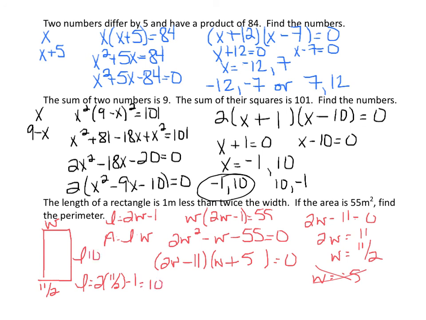So now if I need the perimeter, I have 2 times 11 halves plus 2 times 10. That's 20 plus 11. So my perimeter in this case is 31 meters. These are all word problems, so you will have to write out a complete sentence. The only reason I didn't is because I didn't really have space on this particular slide.